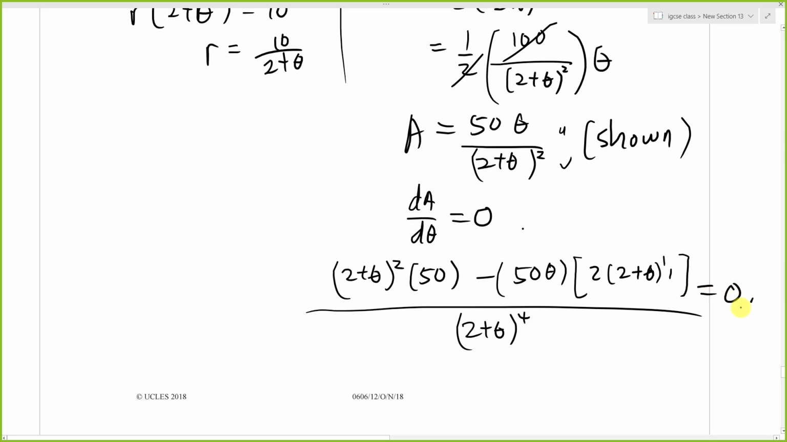But luckily it's equal to 0, so I can ignore the denominator because I will get 0 here. And the top here, yeah, I can divide by 50 for the whole equation, then the 50 is actually gone.